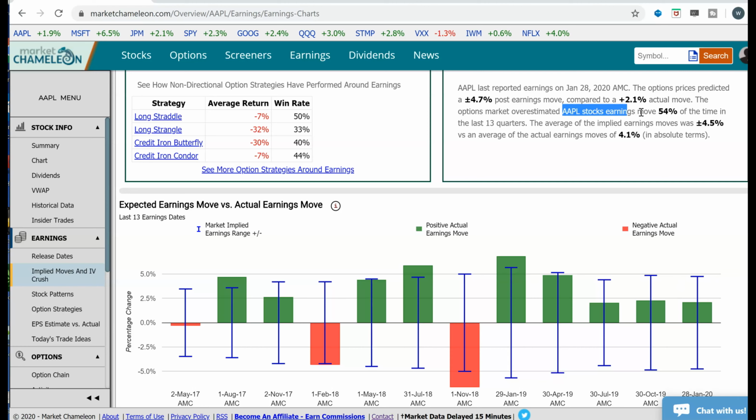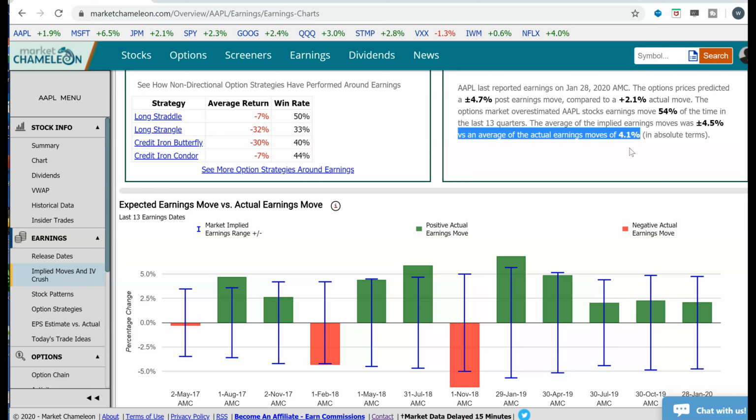And over here, we see a summary that the options market overestimated Apple's earnings moves 54% of the time. In other words, 54% of the time in this data set, Apple option prices overestimated the actual move. The actual move was less. And on average, the implied moves were plus or minus 4.5% versus the average of the actual moves of 4.1%.